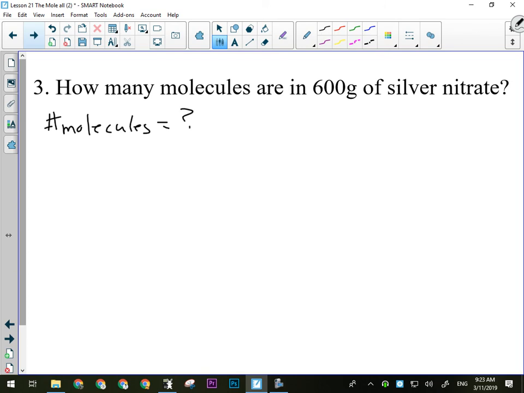We know the mass, 600 grams, and we know it's silver nitrate, so we can calculate the molar mass. So we've got silver, which is a 1 plus, and nitrate, which is a 1 minus. So this is just going to be AgNO3. All right, there's our formula for silver nitrate.